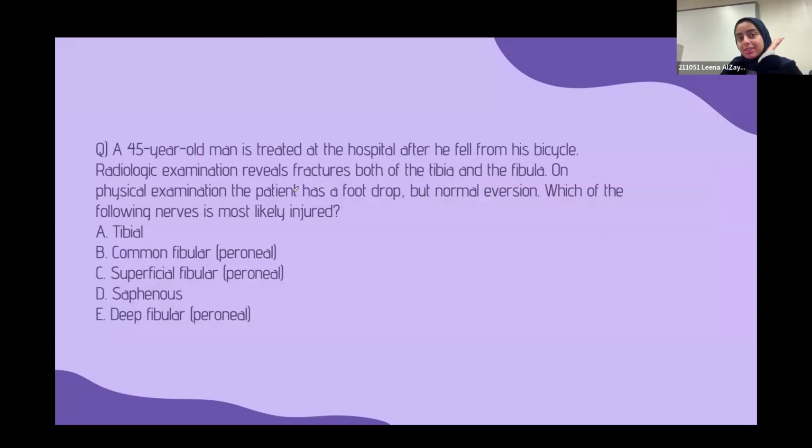Last question, guys. Last question, bear with me, please. A 45-year-old is treated at the hospital after he fell from his bicycle. Radiographic examination reveals a fracture of both the tibia and fibula. On physical examination of the patient, there is foot drop but normal eversion. Which of the following nerves is most likely involved?